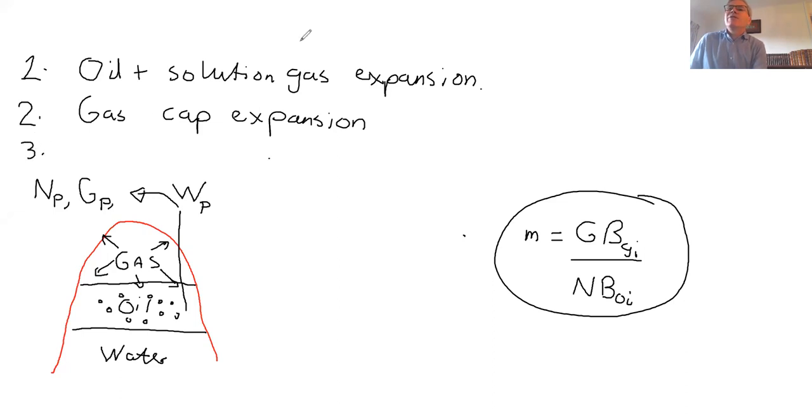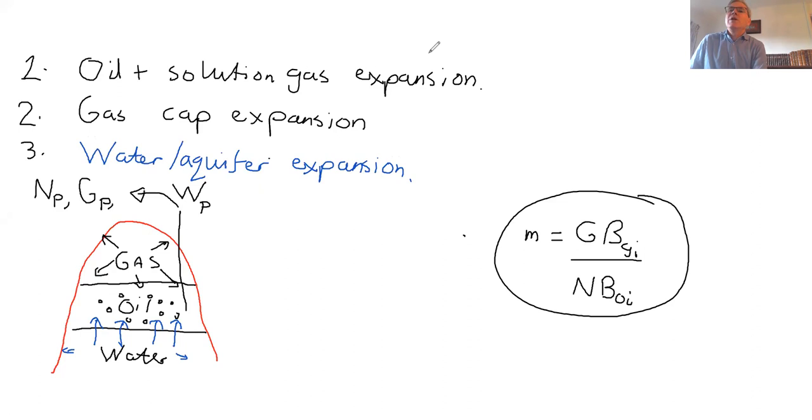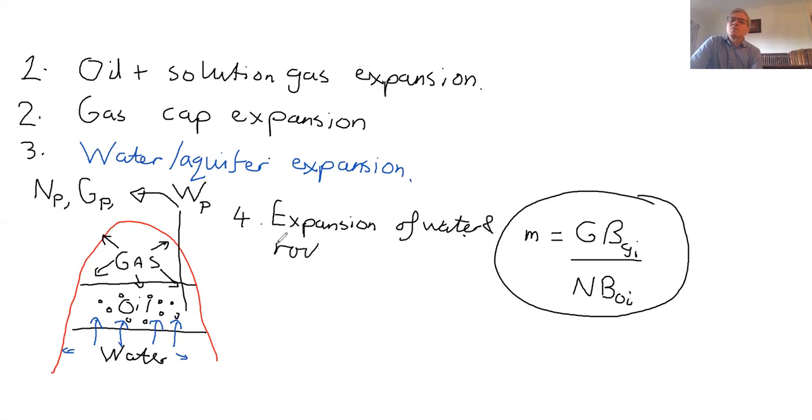The third thing, let's have my blue pen. As the pressure drops, just as I did for the gas field, the water expands and the expansion pushes up into the oil column. So water or aquifer expansion. And then we have a final effect that we haven't looked at so far, which is difficult to show in this diagram: the expansion of water in the hydrocarbon field itself.